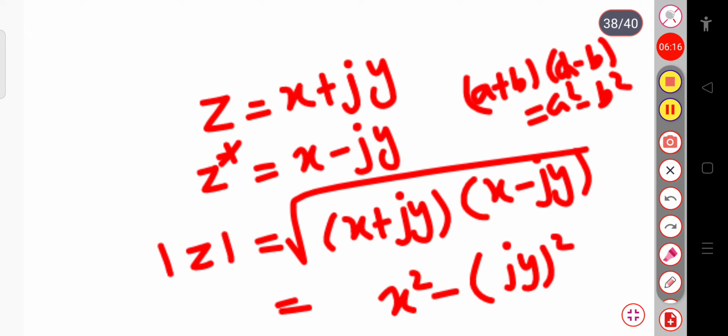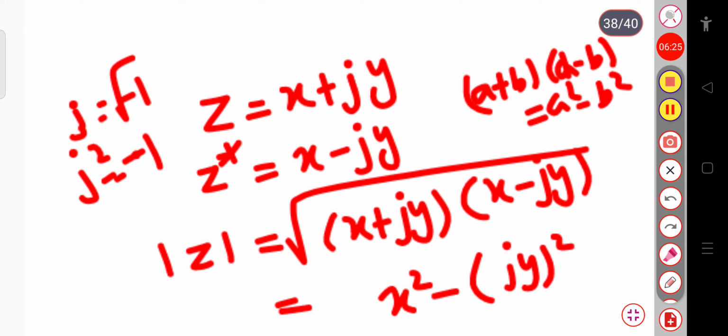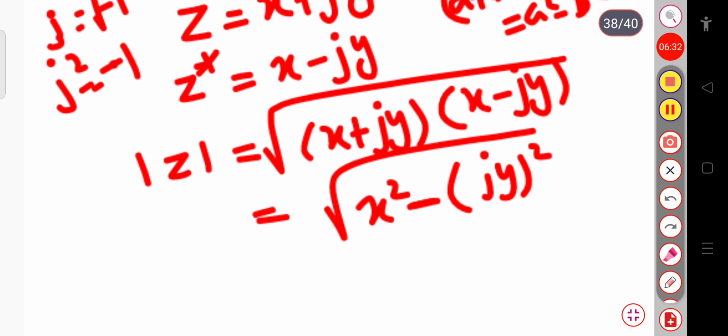J square, you know, the value of j is equal to root over minus 1. That's why j square will be equal to minus 1. So j square is minus 1, and here a minus is also present. So now this will be equal to root over x square plus y square.